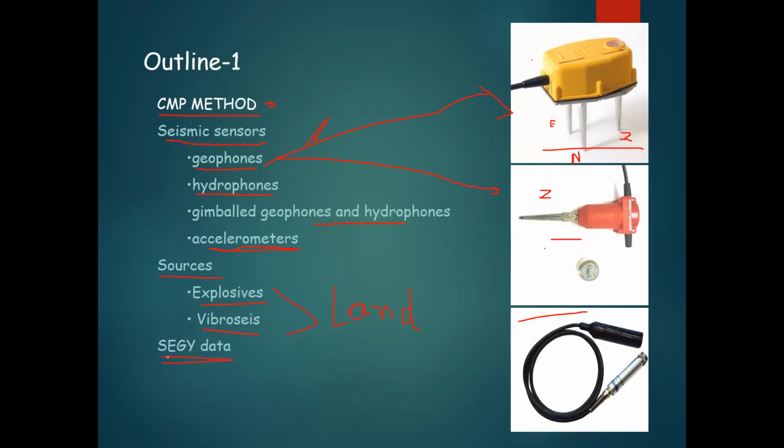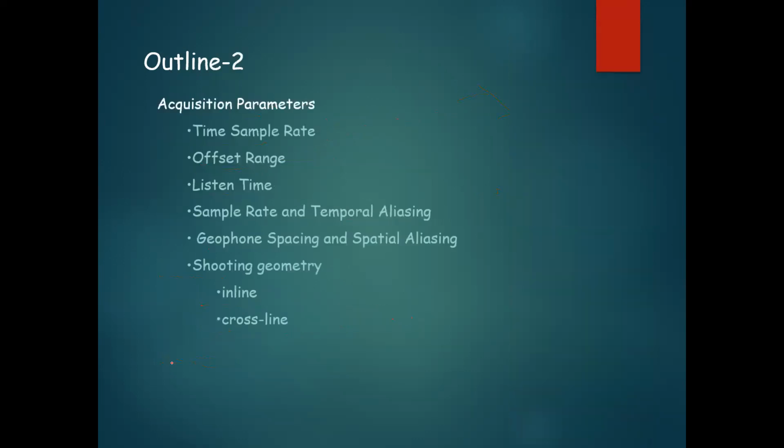And the type of data we'll be talking about is SEG-Y. There are many formats of seismic data, but the widely accepted seismic data format is SEG-Y data. We'll be talking about that as well. So I talked about what kind of sensors we'll need and what kind of source we will need for seismic data acquisition. Now, the acquisition parameters we'll be talking about in outline two of this presentation. Sampling rate means at what rate the data has been acquired.